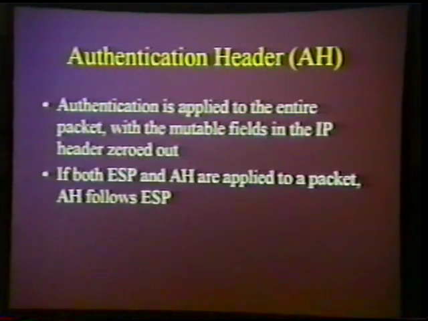Okay, and then authentication header. Authentication header is pretty much exactly what it sounds like. The authentication is applied to the entire packet with immutable fields zeroed out of the IP header. So anything that can change in the header is zeroed out before you compute the hash and before you verify the hash as well. If both ESP and AH are applied to the packet, ESP is done first and then AH is done. That is so that all of the information that ESP did is also authenticated by AH, as well as the network header.